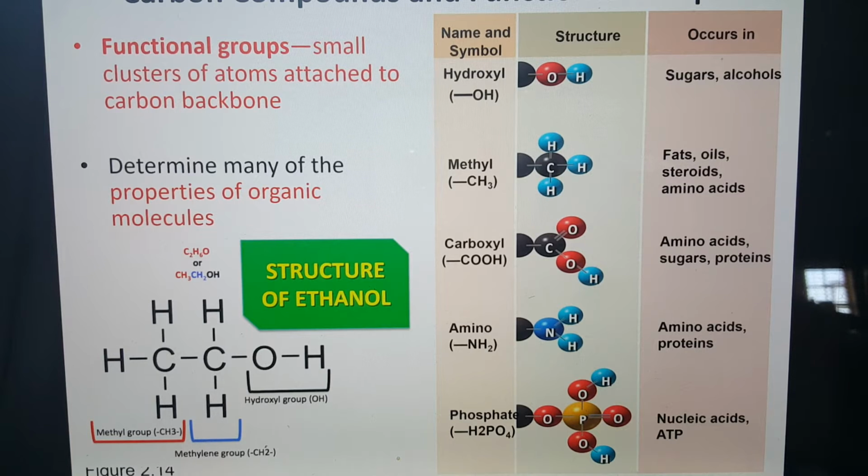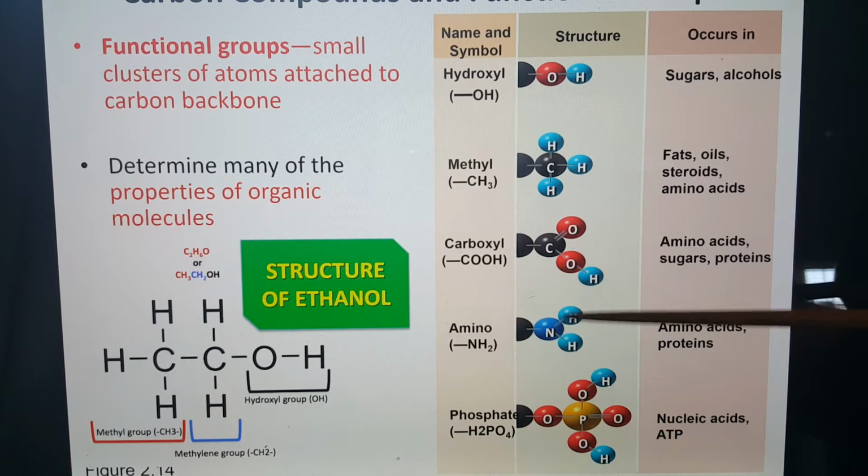Methyl groups, that little long chain I showed earlier, this is the last end of that long chain. You'll find that on different fats and oils, as well as amino acids. Carboxyl group, so it's a carbon double bonded to 1 oxygen, and then an oxygen and a hydrogen on the other side. You'll find that a lot in your amino acids, some sugars, as well as in proteins. You'll see a carboxyl group.